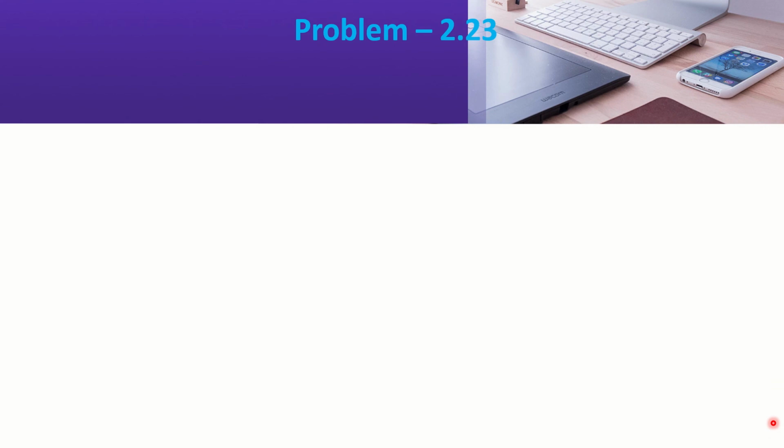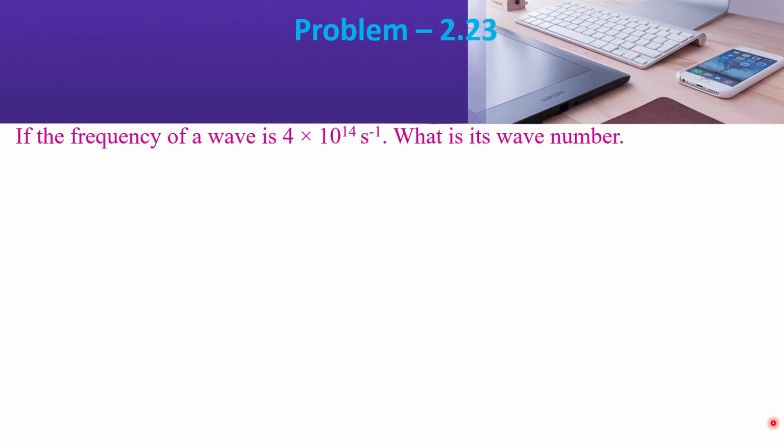Now another problem, problem 2.23. If the frequency of a wave is 4 × 10^14 second inverse, dear students, the unit of frequency is second inverse, or it can also be called hertz. What is its wave number? Frequency is given. You have to find out the wave number.